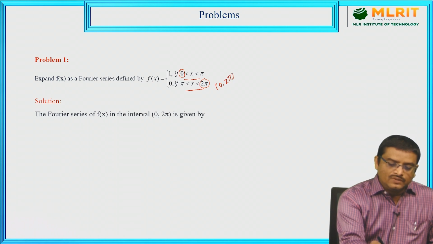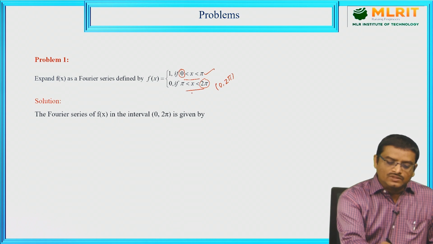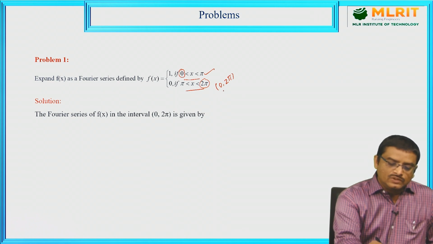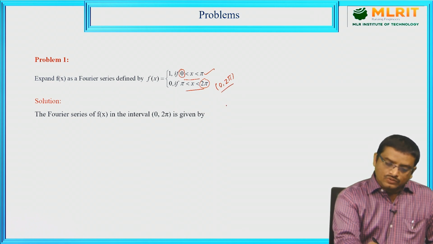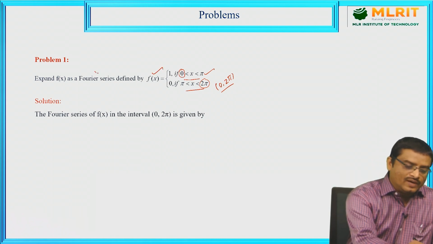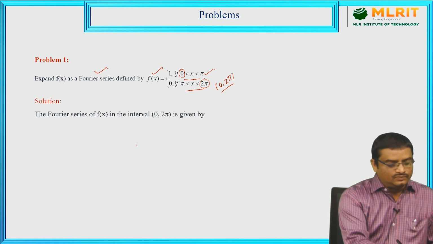Now in this interval we have two conditions, one is x lies between 0 to pi and the next one is x lies between pi to 2 pi. By using these conditions we got the interval 0, 2 pi. Now in this interval for this function we are going to find the Fourier series expansion.